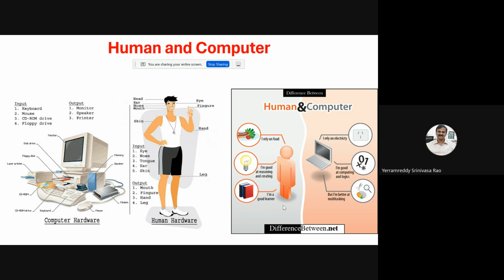The same thing happens in humans also. There are some data and programs which are remembered, and some data is lost over a period of time. So we are always trying to make a machine equivalent to a human. That's what is called a computer.